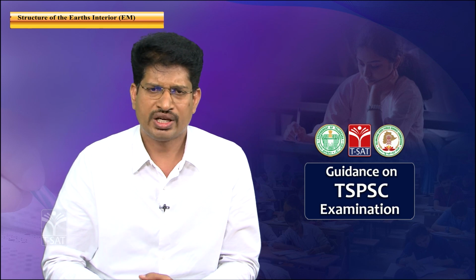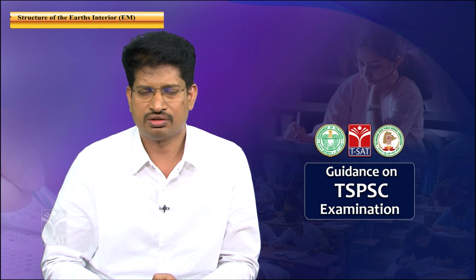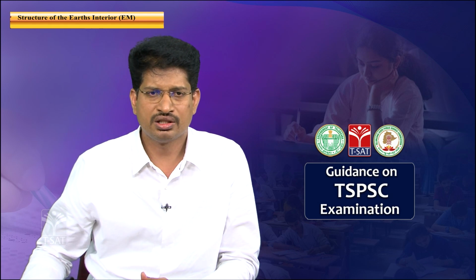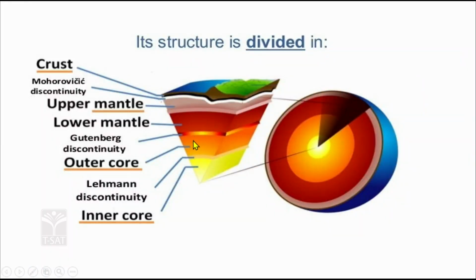So the next layer is the mantle. The mantle is being divided into the upper mantle and the lower mantle. When we consider the upper mantle, the uppermost part of the upper mantle is considered as the asthenosphere, which is in a state of plastic. A plastic state of condition is one which can be deformed with pressure.